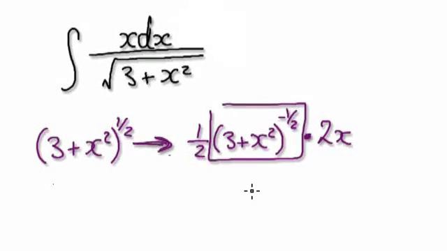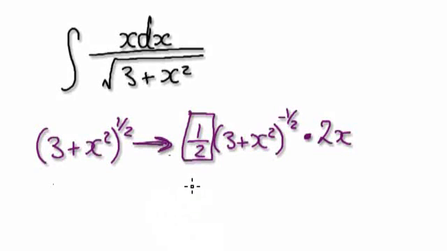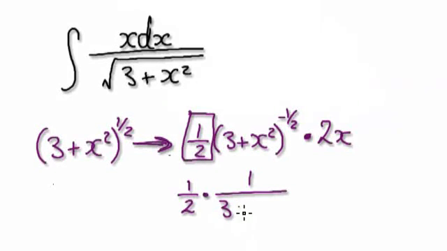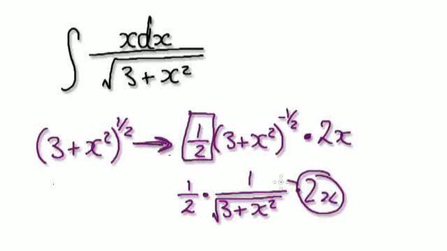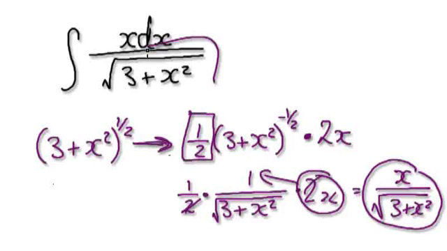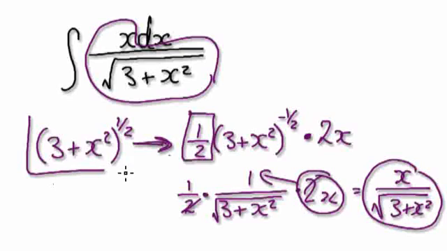At the moment I'm going to visualize it as one block. So this is a half times this block, which will be 1 over the square root of 3 plus x squared. I could say to the power of minus a half, or I could just say this. And then this thing times 2x gets multiplied to the top, and then the 2 will get cancelled out, leaving you with x over the square root of 3 plus x squared. So look, this fits perfectly, and we didn't need to make any adjustments.